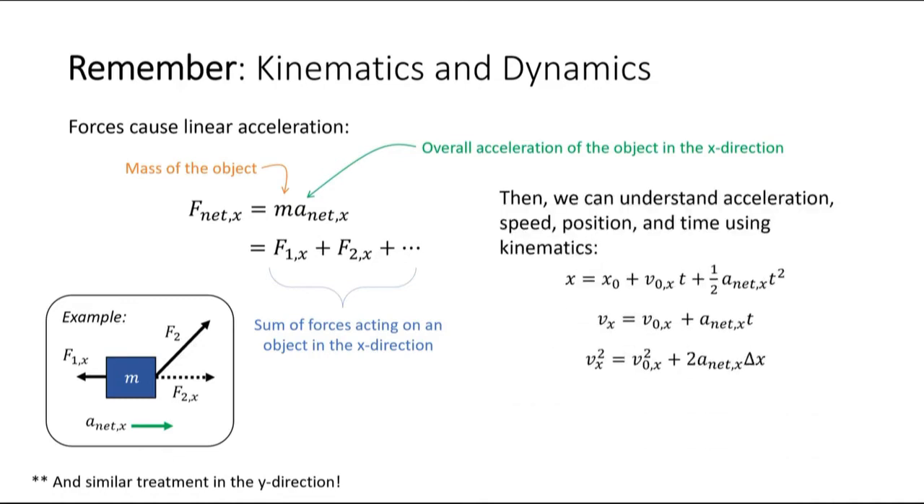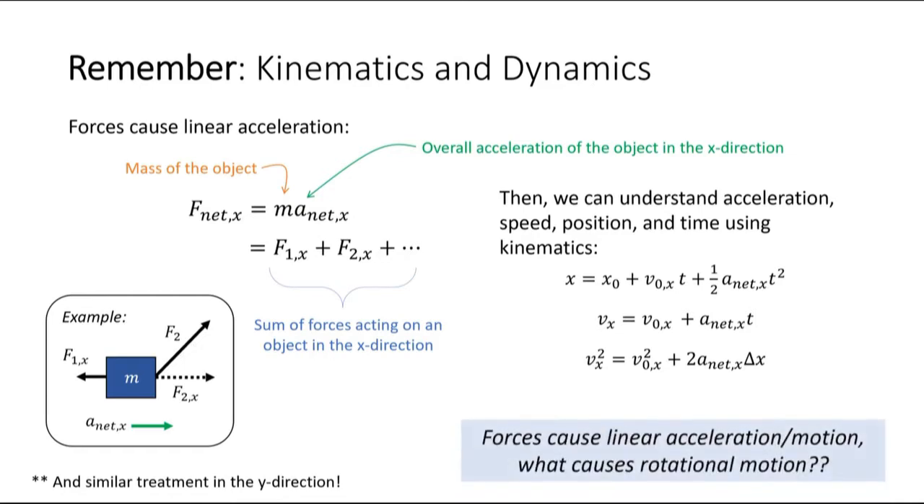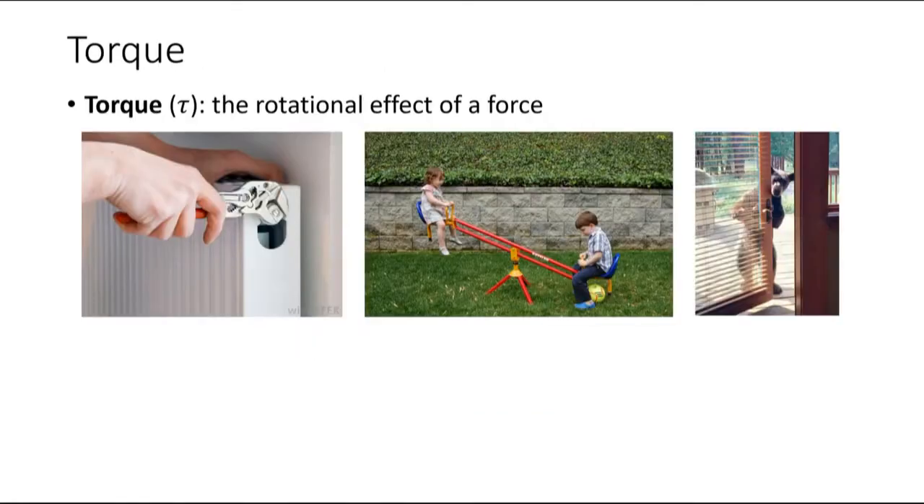And we could do a similar thing if we were interested in motion in the y direction. But then we could understand what happens to the motion of the box by going back to the kinematics. So we learn about what causes the motion, that's the net force acting on the box. And from there, we find that it causes an acceleration. With that acceleration, we can understand things like displacement and velocity, so the motion of the box, using our old kinematics equations. All right, so forces cause linear acceleration and motion, and now we want to know what causes rotational motion. That's our big question.